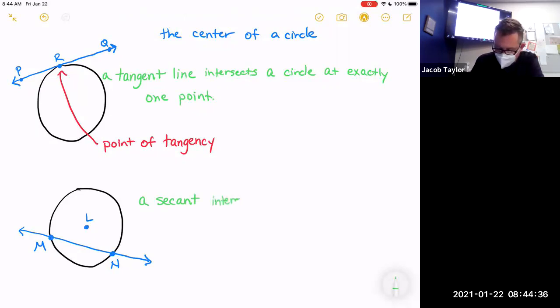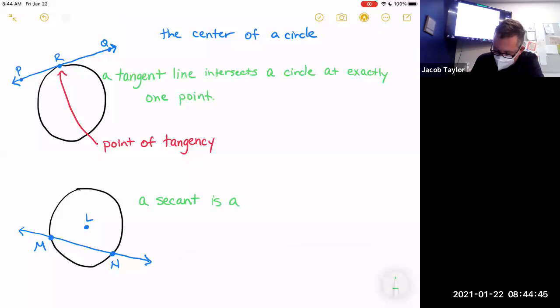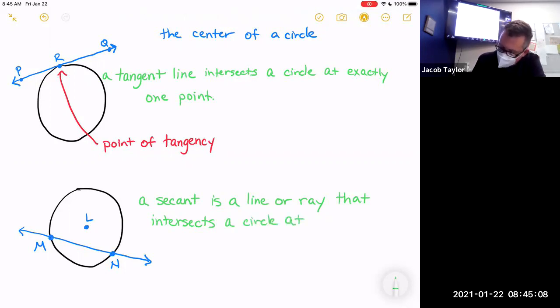A secant intersects the circle. Oh, let me be specific because it's not a segment. A secant is a line or ray. Because if it was a segment, it would not be called a secant. It would be called a chord. If it's a ray or a line, meaning it touches the circle and then exits the circle, that is a secant. Intersects a circle at exactly 2 points. What's it called when a line intersects a circle in 3 points?